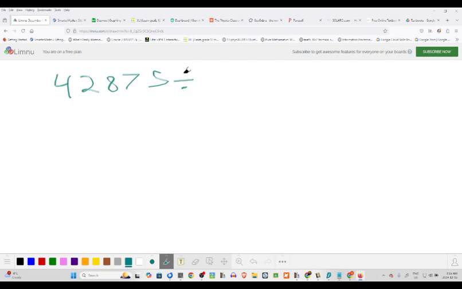So how many 5s? If we can't pull out 3 5s, it's not going to work. Divide it by 5 once. 5 goes into 42 8 times. It goes into 28 5 times. It goes into 37 7 times, not 5. And 25 5 times.